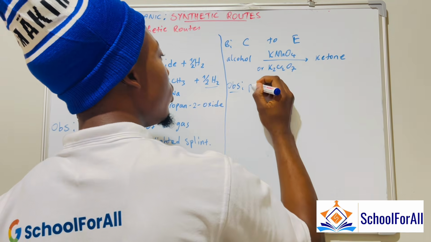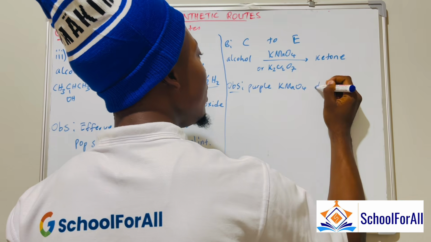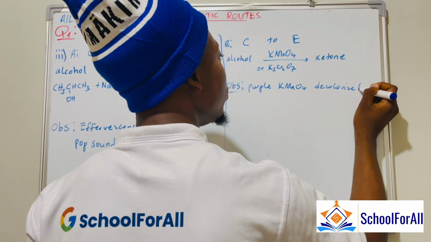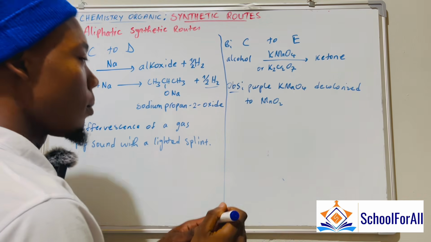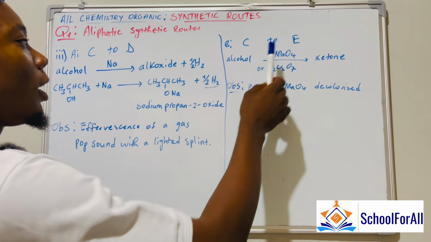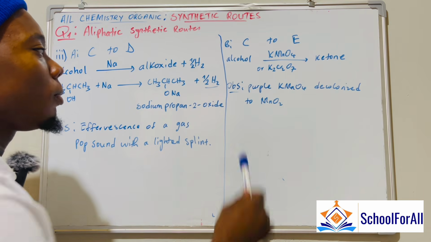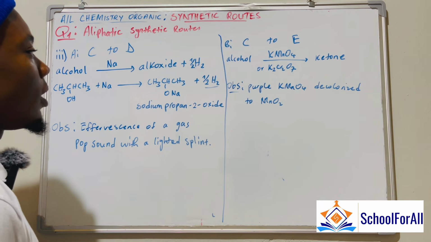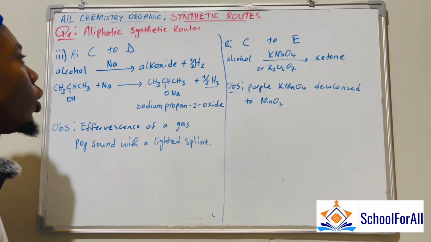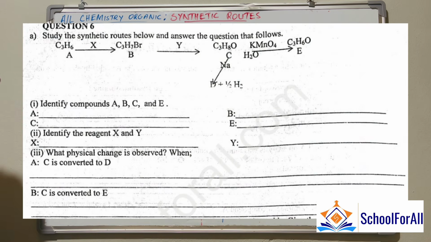What happens to the potassium permanganate? The purple potassium permanganate will be decolorized during the reaction, going to manganese oxide. During the oxidation, it will be reduced to manganese oxide, and the observation will be that the purple color will disappear. So these are the two observations that we have in this question. This is our question 1, which deals with aliphatic synthetic routes. Question 1 is very simple for each and everyone to attain.